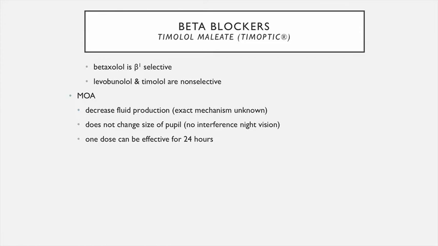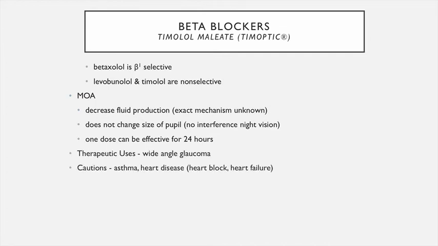I mentioned already they decrease fluid production. They don't change the size of the pupil, which is good, because alpha receptors are the ones at the pupil for the adrenergic side, and the cholinergic ones, of course, are the parasympathetics. They have a pretty good duration of action, in that one dose can be effective for 24 hours, similar to the prostaglandin analogues. So they're really good for wide-angle glaucoma.